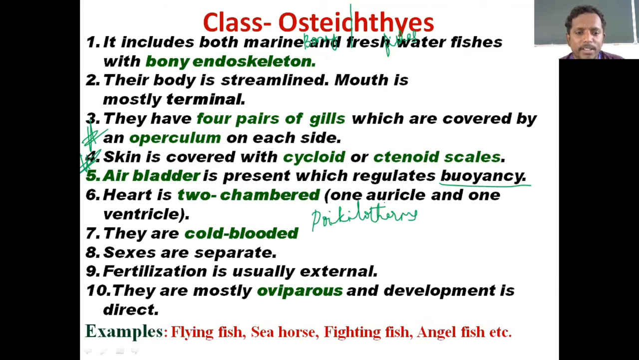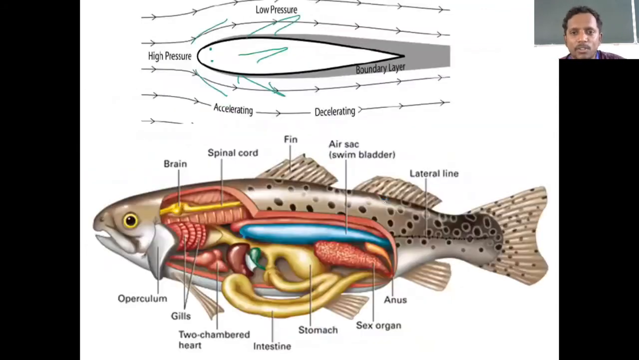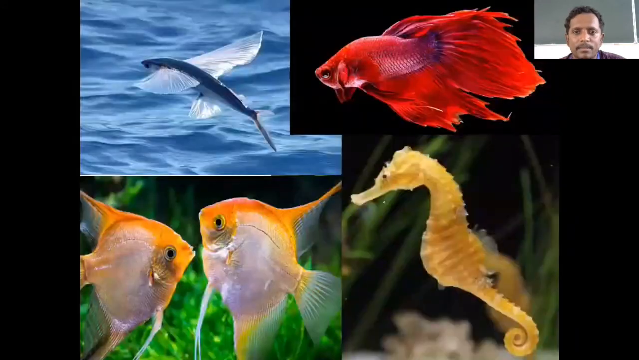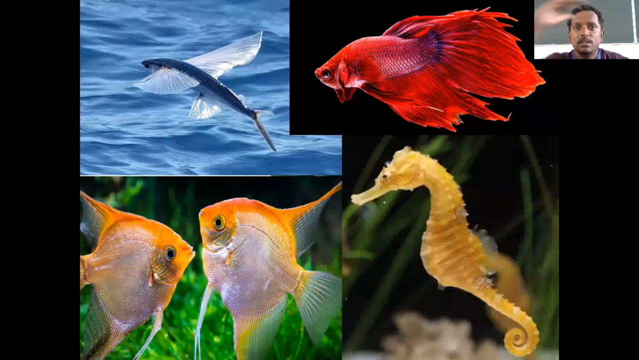And examples you can see: flying fish, seahorse, fighting fish, angelfish. I will show you a glance of those photos because you may know them better from photos you might have seen. See this one, flying fish. Flying fish means it will not fly like a bird. Actually, when I was studying, my teacher used to say it is a gliding fish. They just glide. Like a frog hops, but for a longer distance they can jump from one point to another point.